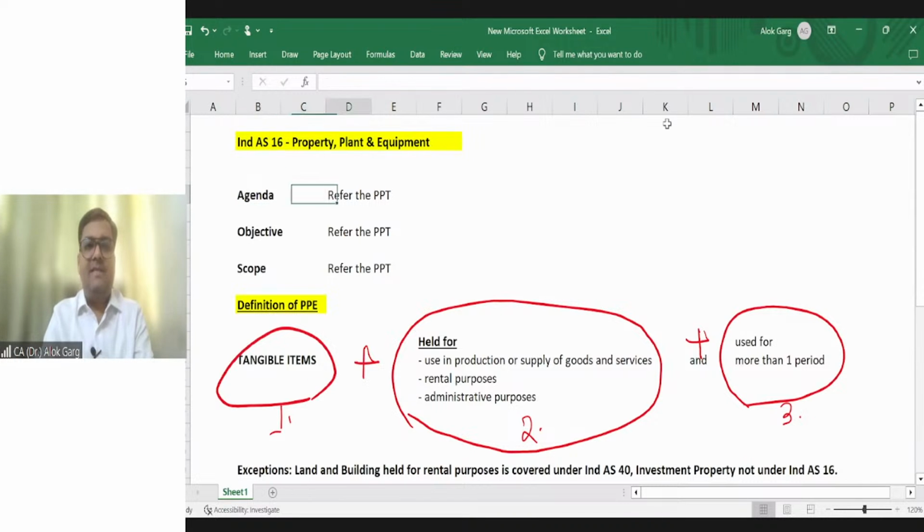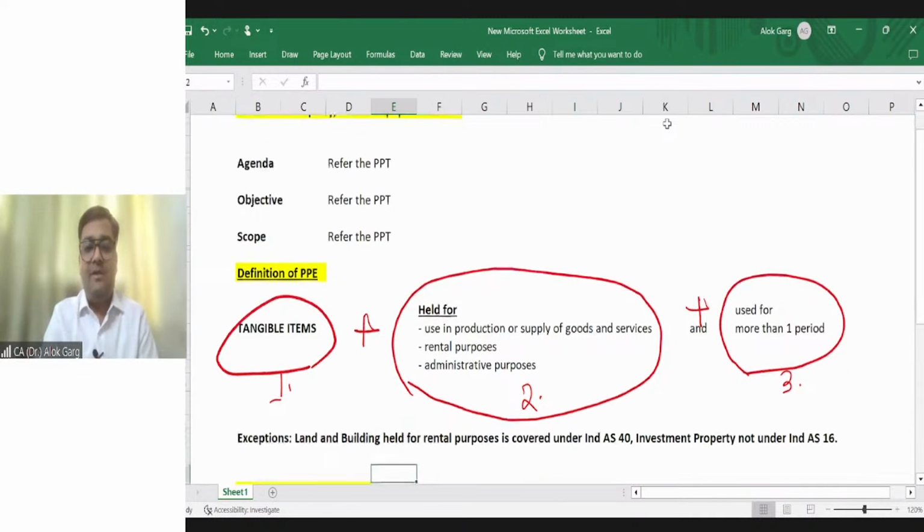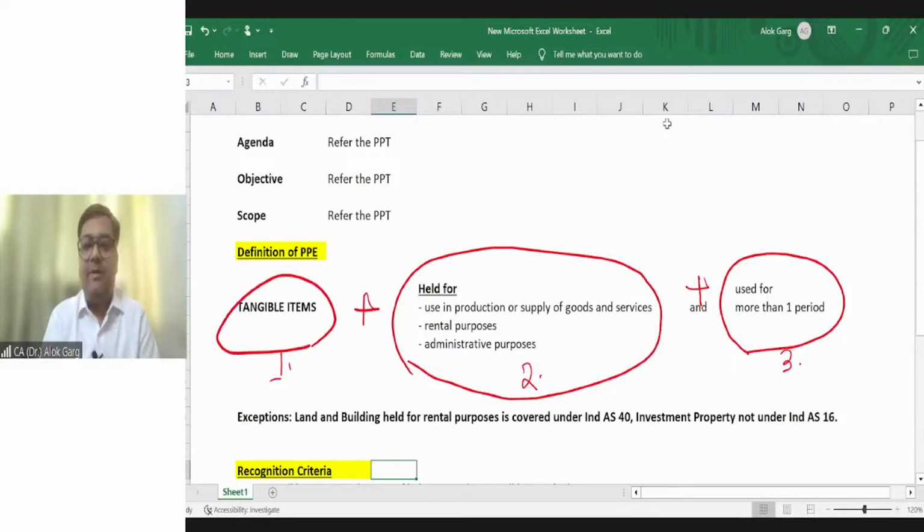In Ind AS 16 PP, we have covered the agenda, the objective, and the scope in the PPT. Definition of PP: we have covered PP as a tangible item held for use in production or supply of goods and services, held for rental purposes, held for administrative purposes, and to be used for more than one period, which is more than 12 months. What is the exception? Land and building held for rental purpose is covered under Ind AS 40 investment property, not under Ind AS 16. This is what we understood so far.